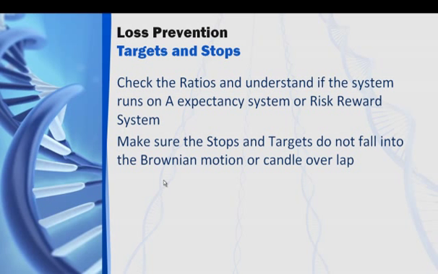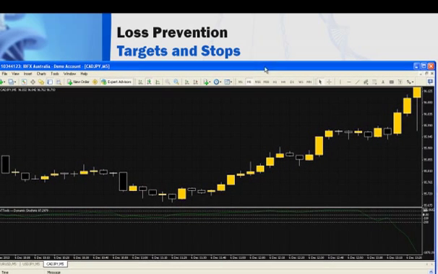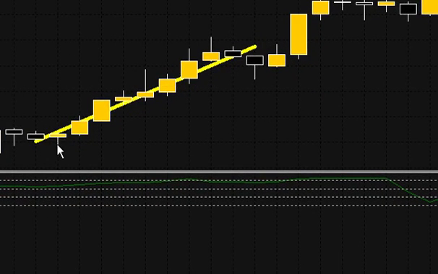Make sure the stops and targets do not fall into Brownian motion. This is tough. Brownian motion really means this. You see, this is a trading range right here, between here and here. Those candles didn't go straight up. They overlapped each other. One candle drew into the other candle, drew into the other candle.